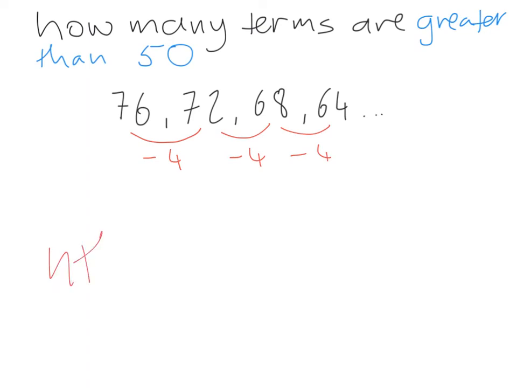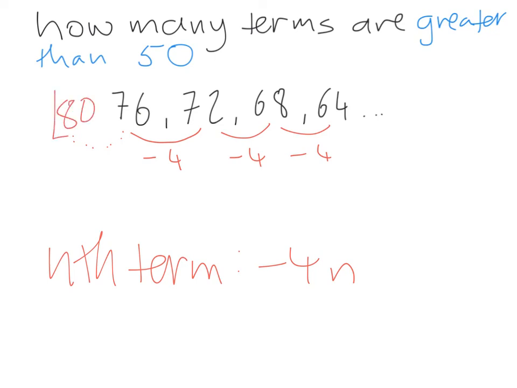So our nth term is minus 4n, and then we need to go back and find the 0 term. So if we're minusing 4 each time, we now need to add on 4, and 76 plus 4 gives us 80. So 80 is our 0 term, it's positive 80, so we stick on plus 80. So the nth term of this sequence is minus 4n plus 80.